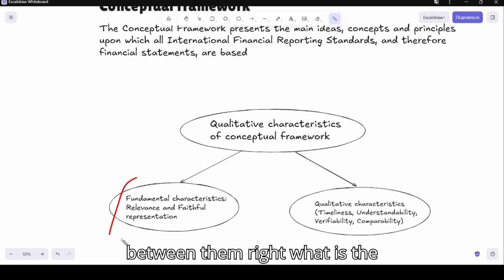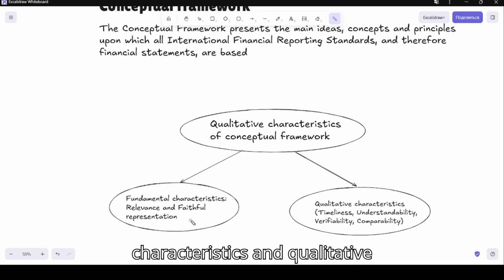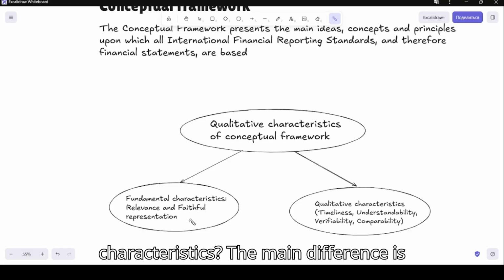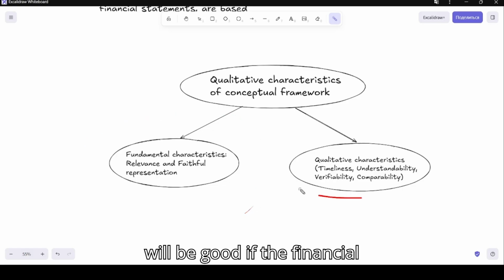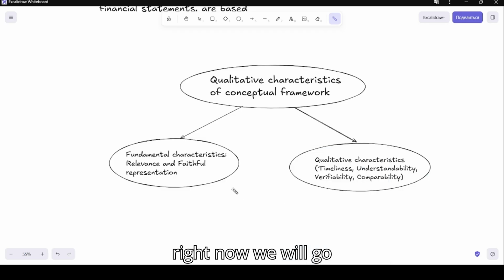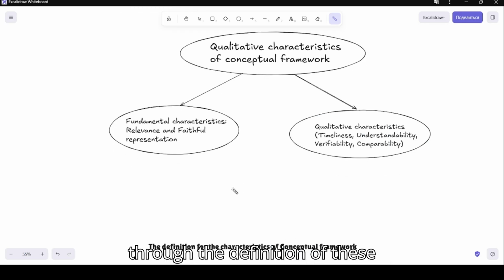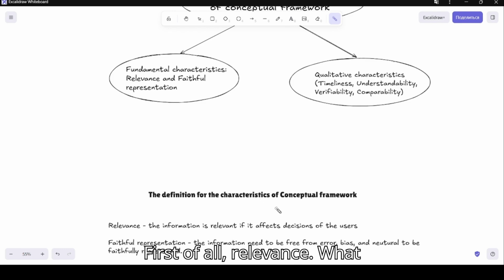What is the difference between them? What is the difference between fundamental characteristics and qualitative characteristics? The main difference is that the fundamental ones are mandatory, and it will be good if the financial statements have the other characteristics, right? Now we will go through the definition of these characteristics of the conceptual framework.